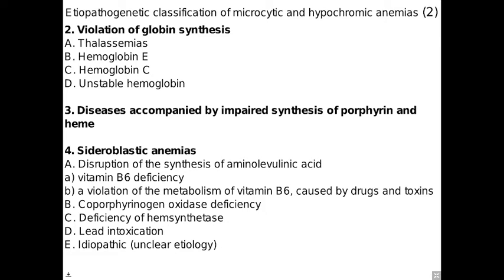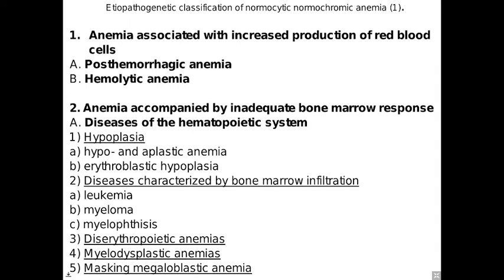But one of the most frequent types of microcytic anemia, of course, is iron deficiency, especially the later stages of iron deficiency, because in the early stages the size of the red blood cells will be normal even for iron deficiency. And so in this case, we will see that in this classification.